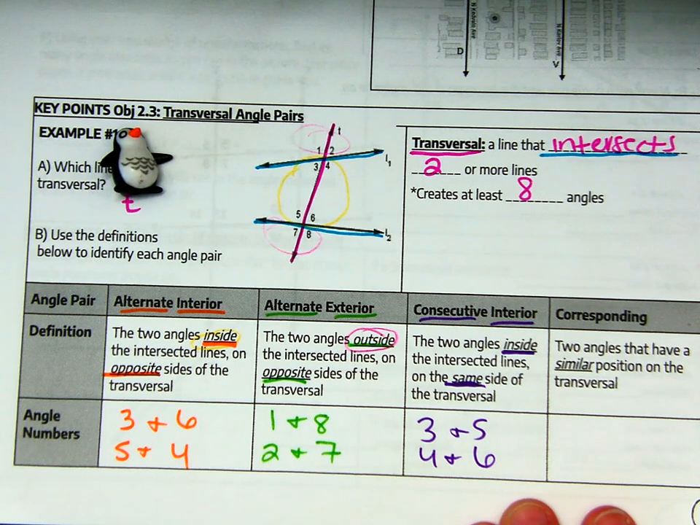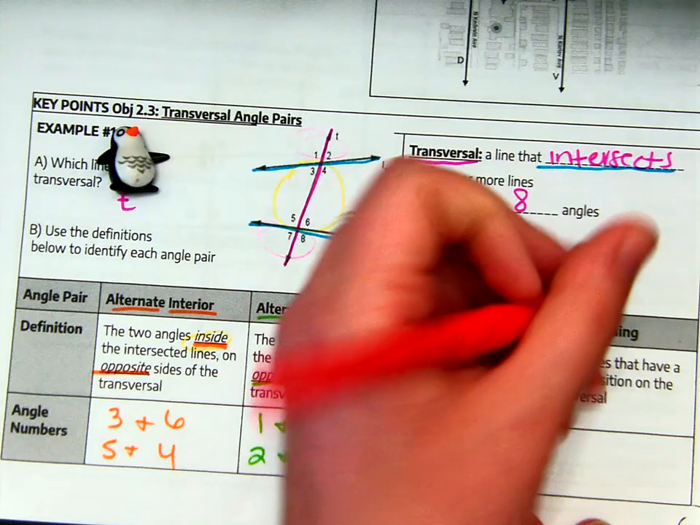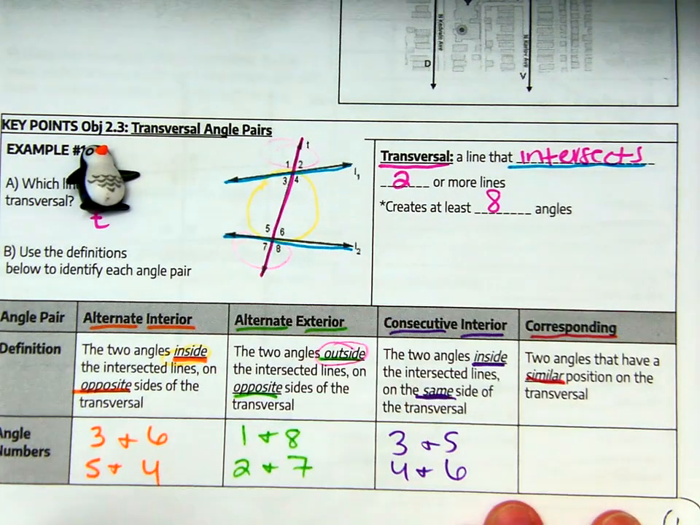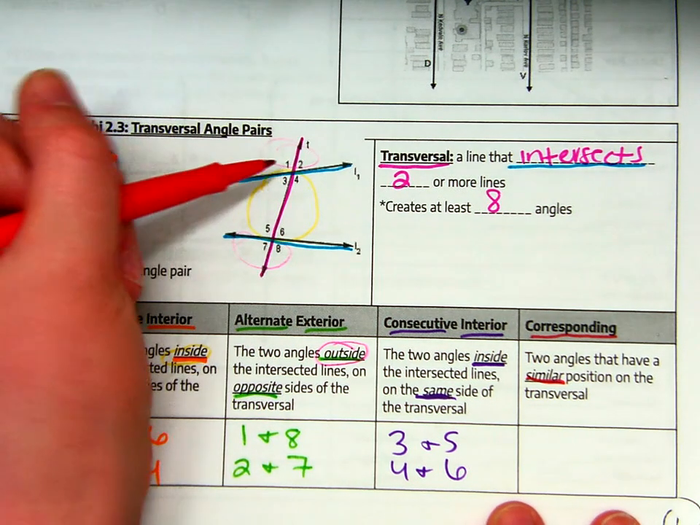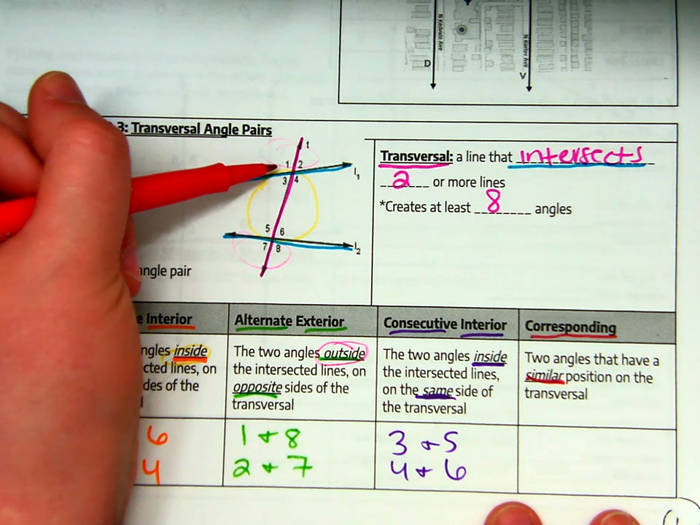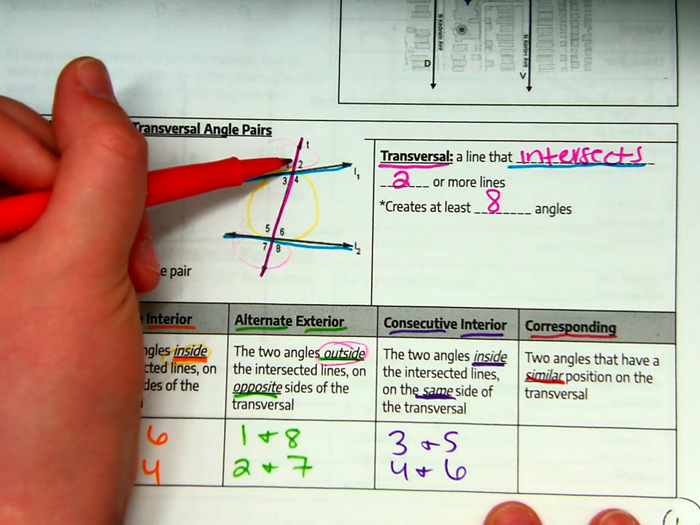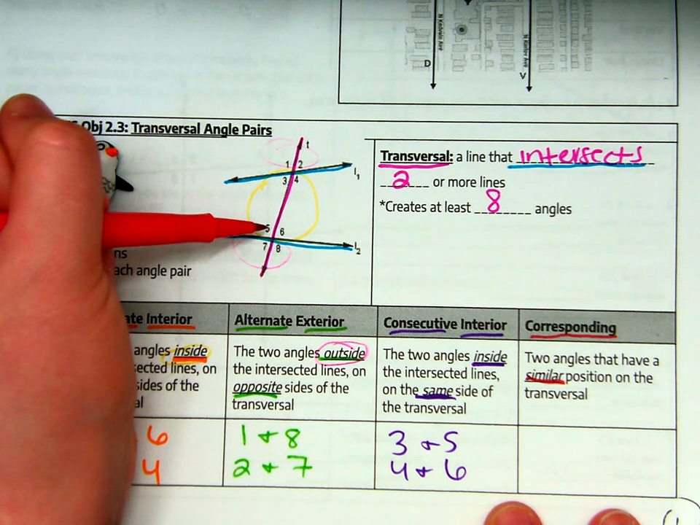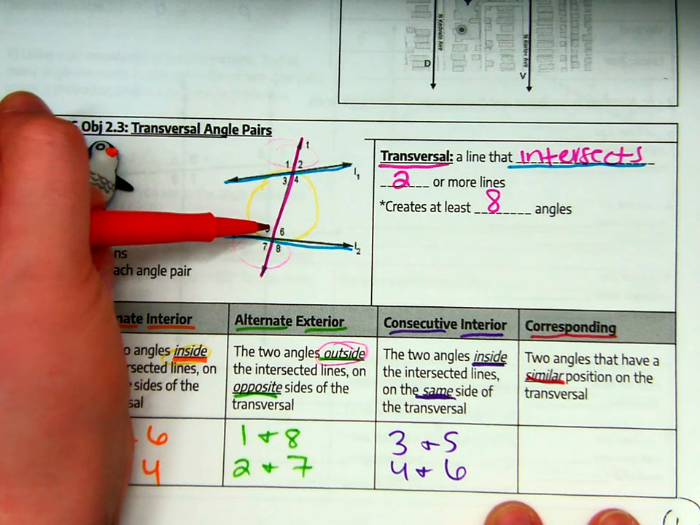Those angles. Okay. And then lastly, corresponding. These are 2 angles that have a similar position, a matching position. Okay, so if I look at angle 1, I notice angle 1 is to the left of the transversal and it's above the intersected line. Where is another angle in that spot? Okay, also left of the transversal, the pink line, and it's above the blue line. So they're in that similar position.